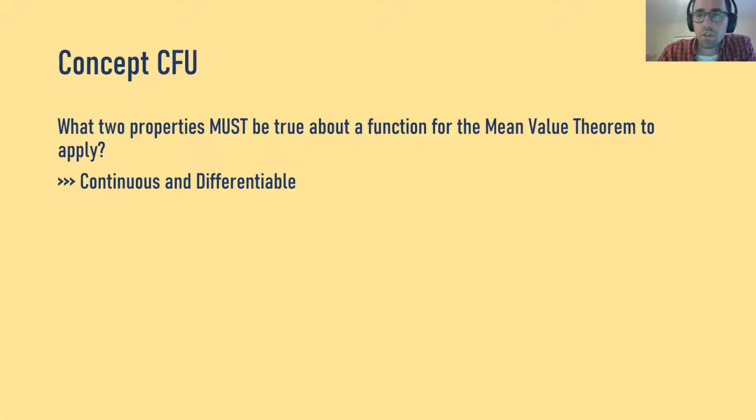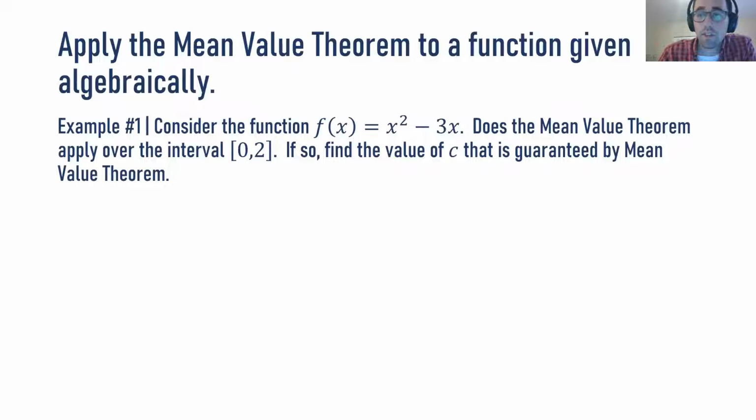2 are continuous and differentiable. Continuous over the closed interval, differentiable over the open interval. With that, let's take this to an algebraic context this time. Take a moment to copy that down if you're following along at home, and I'm going to take you to the doc cam so you can see my thinking more clearly.